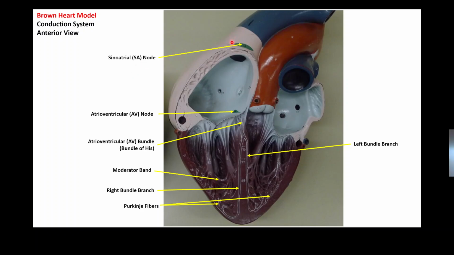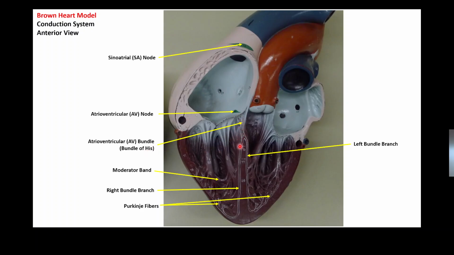It starts up here. This green tissue right here is the sinoatrial node. We call it the SA node. This sets the heart rate. If your heart beats at 72 times a minute, this is where that 72 beats a minute comes from. From there, the next node is the atrioventricular node, and then that's going to lead to the atrioventricular bundle right there. We used to call it the bundle of His.